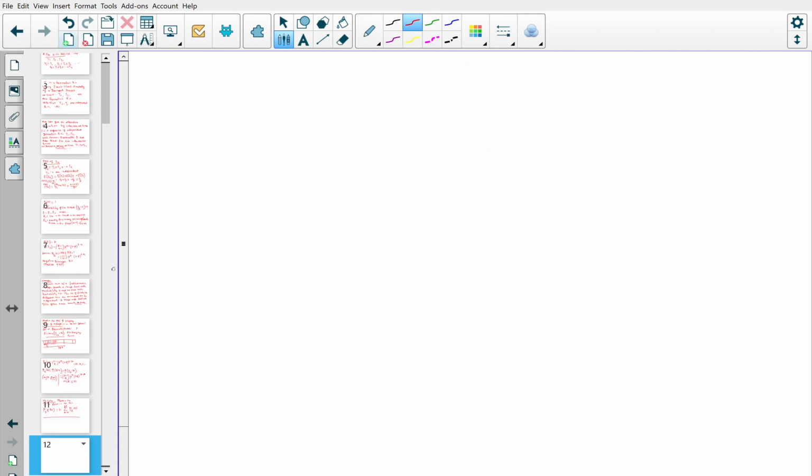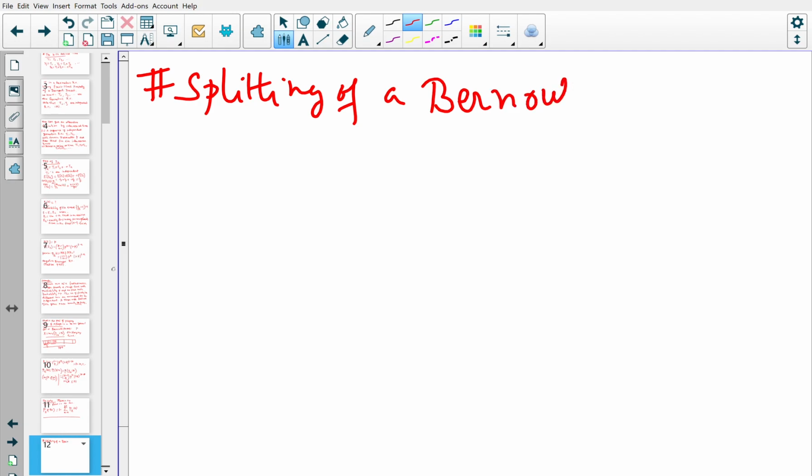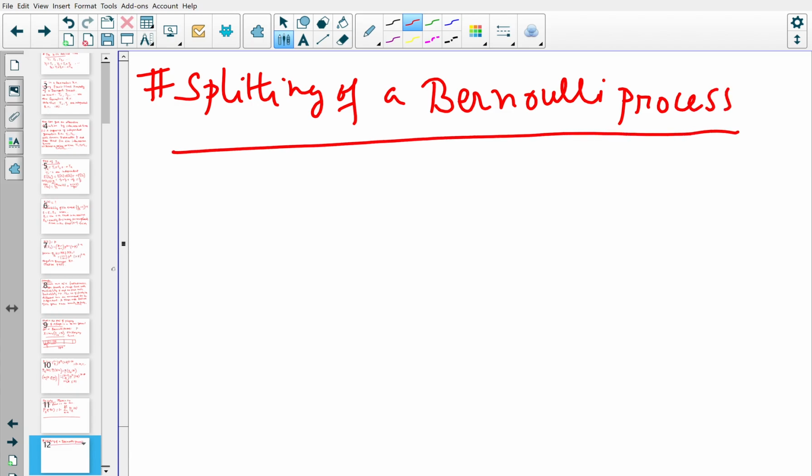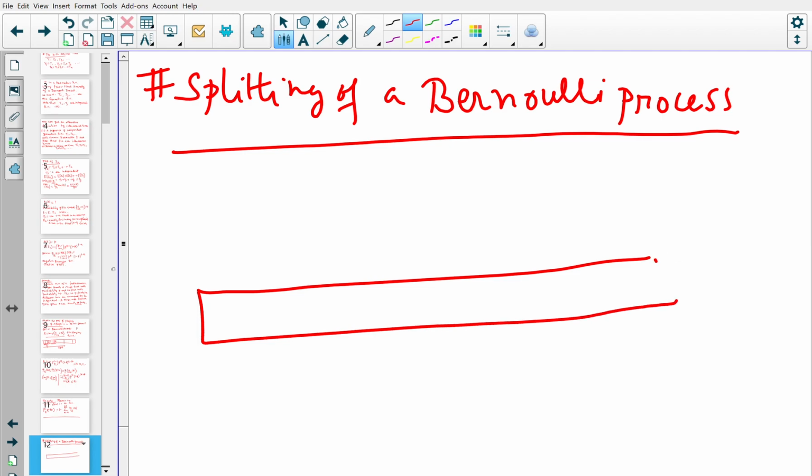Okay, so now there are some more things you can do. We will now learn something called splitting of a Bernoulli process. What do we mean by splitting a Bernoulli process? Suppose you have a Bernoulli process running.